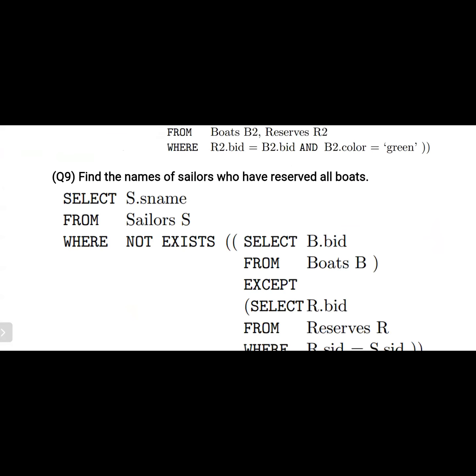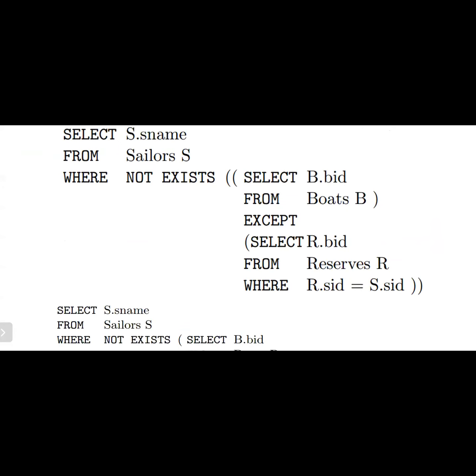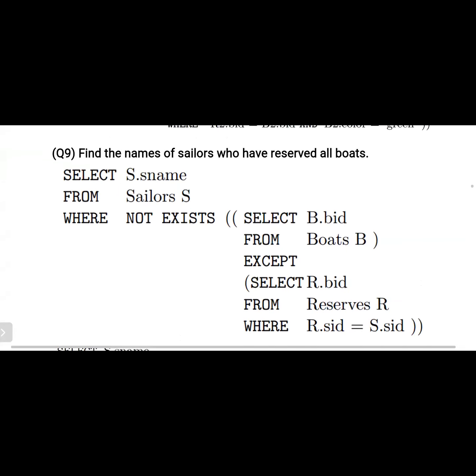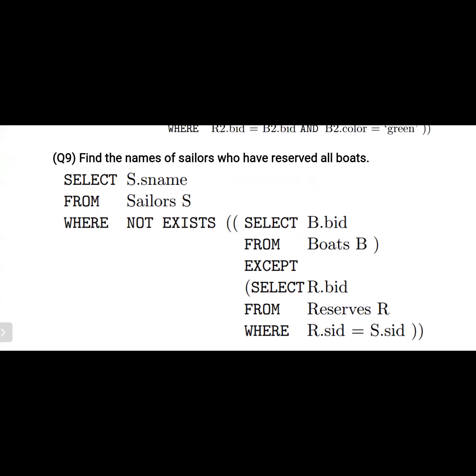Find the names of sailors who have reserved all boats. That means here we want to know who is reserving all boats. SELECT S.sname FROM Sailors S WHERE NOT EXISTS, that means SELECT B.bid FROM Boats B EXCEPT SELECT R.bid FROM Reserves R WHERE R.sid = S.sid. That means who are not reserving any one of the boats.